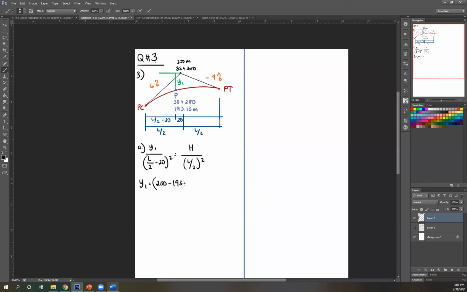So 200 minus 193.13 minus this. And remember, that's just using your grade. So 0.06, that's the grade times run. This run, and that run is actually this, or 20. So solving for that, 200 minus 193.13 minus 0.06 times 20. You get Y1 equals 5.67.